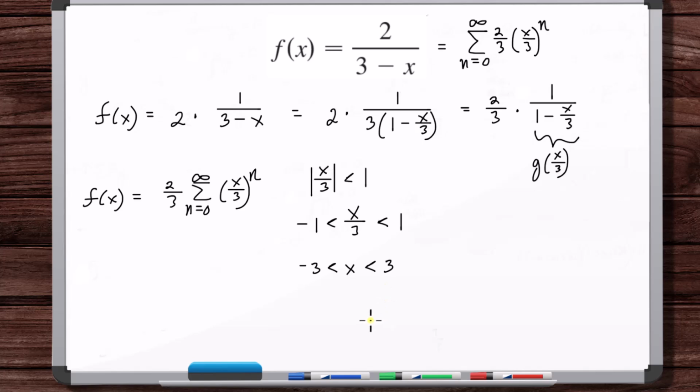And there we go. But this doesn't tell us about the endpoints, right? We know the radius of convergence is 3, and we know the interval of convergence, but we don't know the endpoints. So we have to evaluate the endpoints manually. Plugging in 3, this is 1 to the n, so just 1. This is divergent. The sum from n equals 0 to infinity of 2/3 is divergent.